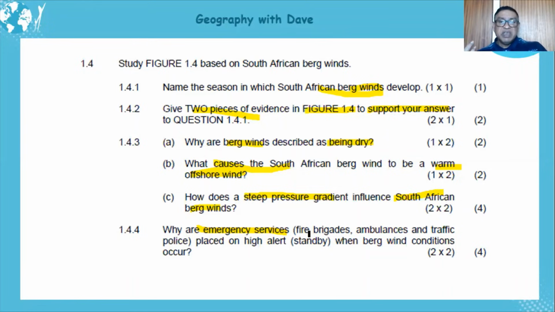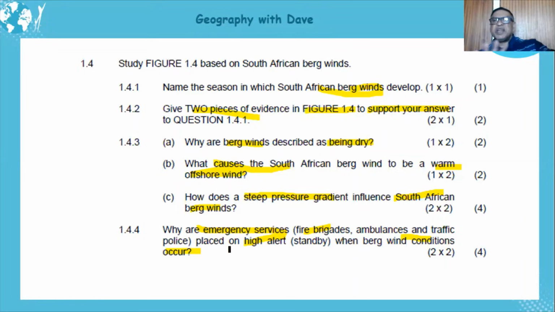Okay, emergency services, fire brigades, police, are placed on high alert when berg wind conditions occur. Can you see it? What do berg winds bring? That's what we need to look at. Berg winds can cause veld fires because it's a dry wind. What happens when veld fires occur? Don't you need somebody to put it out? Don't you need, in case somebody gets burnt, an ambulance and then traffic officers to move them around? Isn't it a reality? You understand?